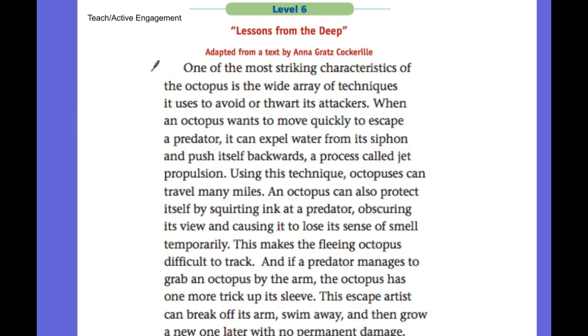One of the most striking characteristics of the octopus is its wide array of techniques used to avoid or thwart attackers. So now we have a striking characteristic, a wide array of techniques, and we're going to avoid or thwart its attackers. That word thwart has really thrown you off in class when we looked at this. And look at the words around it right here. What are these words? Avoid or thwart. So what does thwart mean? It means to avoid. So there's a clue right there in the text.